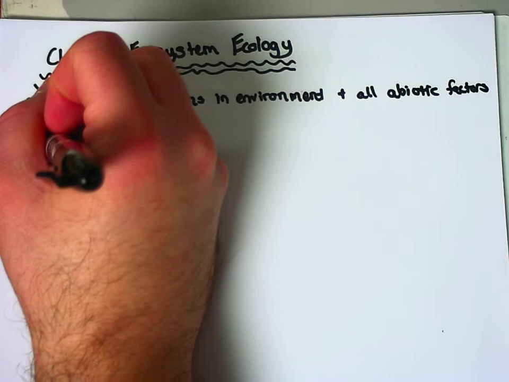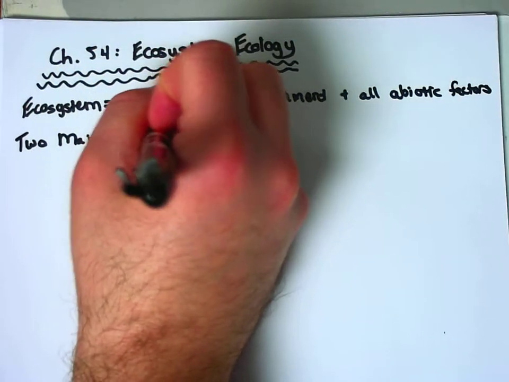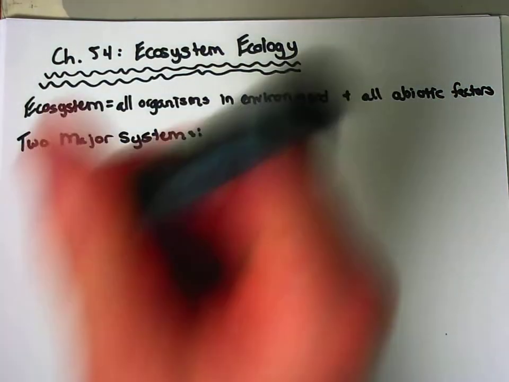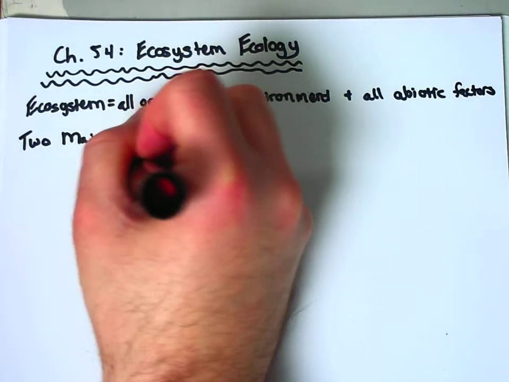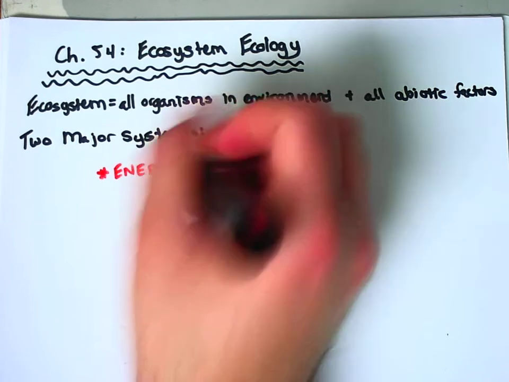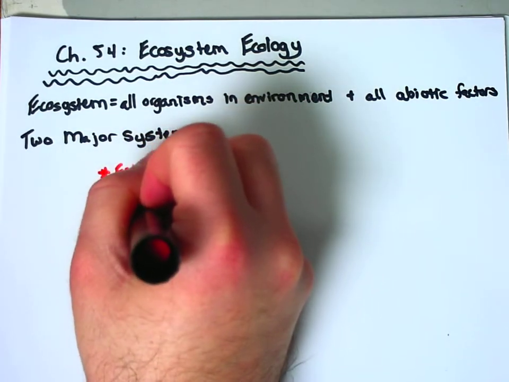In any major ecosystem, there are two major systems at work, and two major systems that you have to study. One is the system of energy flow, and the other is a system of chemical cycling.